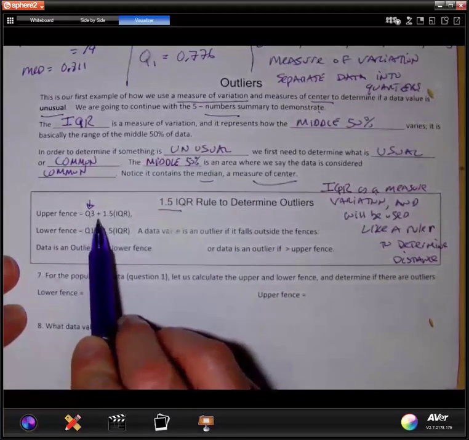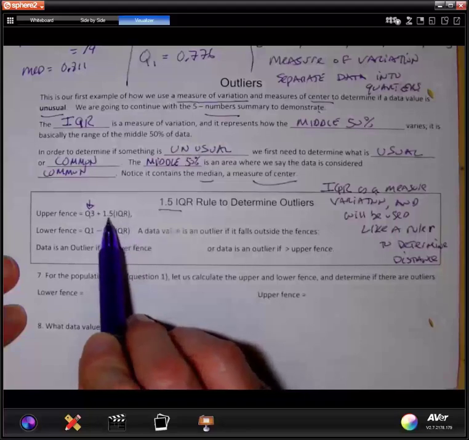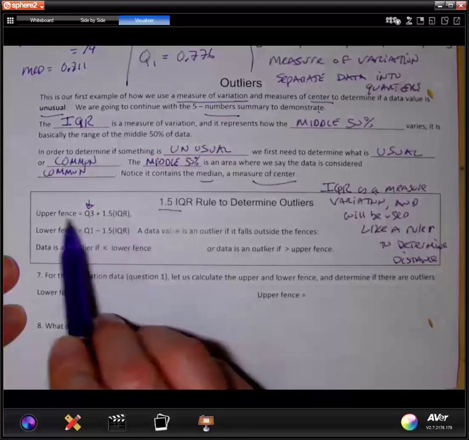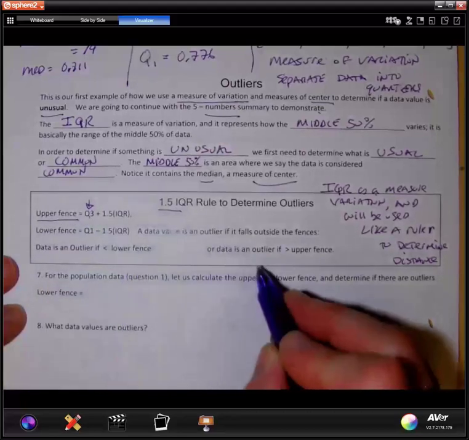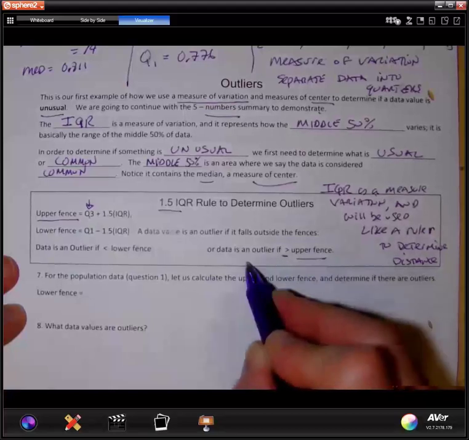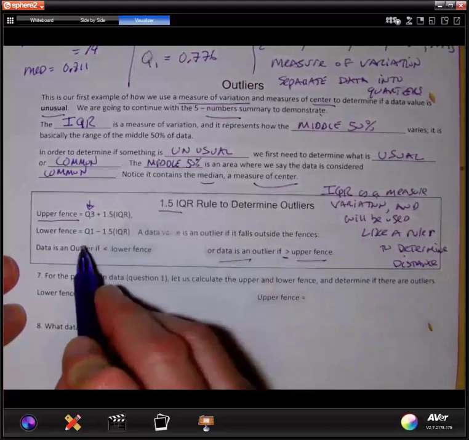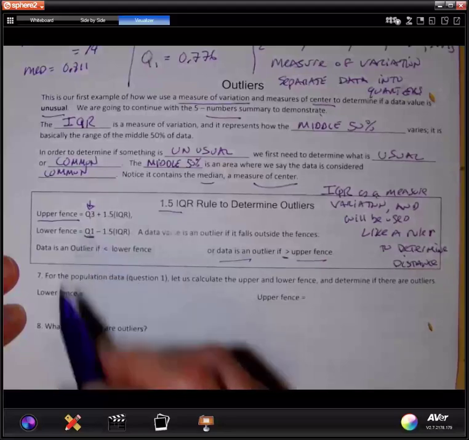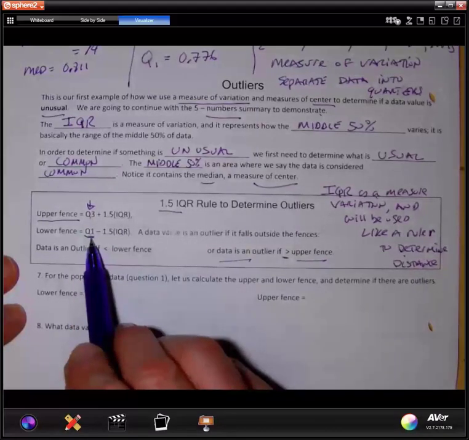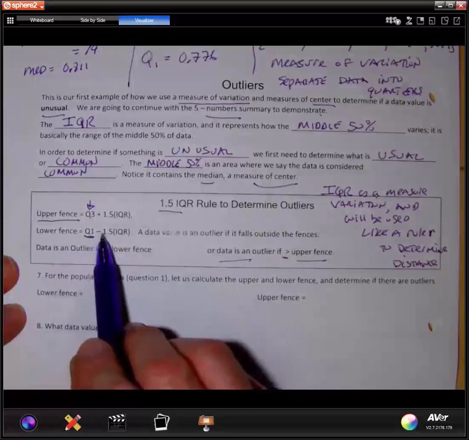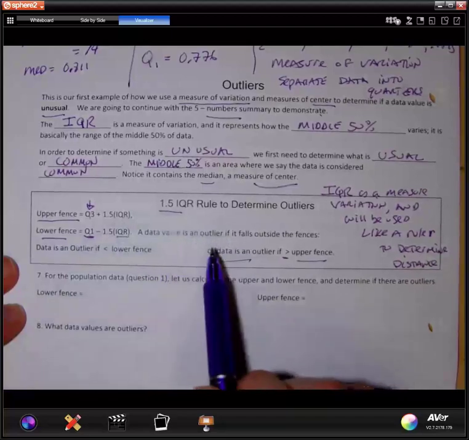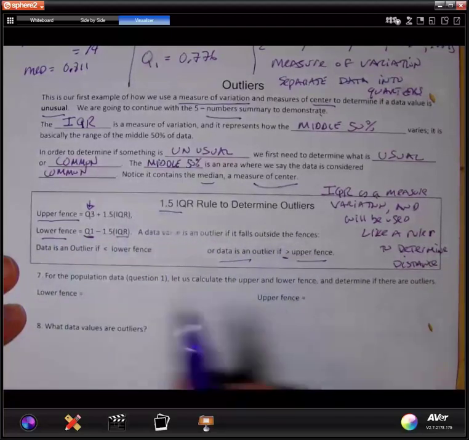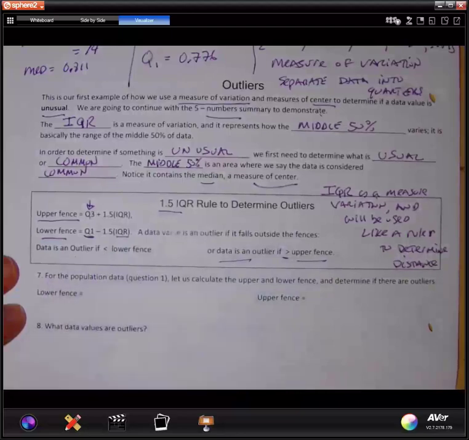So I'm going to take Q3 and add 1.5 times the IQR. So one full IQR and then half an IQR. This will create a position called the upper fence. If your data is greater than the upper fence, that data value is an outlier. And we'll do the same thing for the lower part. We'll start at the lower end of the box, of the IQR, and then subtract 1.5 times the IQR, creating a position called the lower fence. So a data value is an outlier if it falls outside these fences. Data is an outlier if it's smaller than the lower fence. Data is an outlier if it's greater than the upper fence.